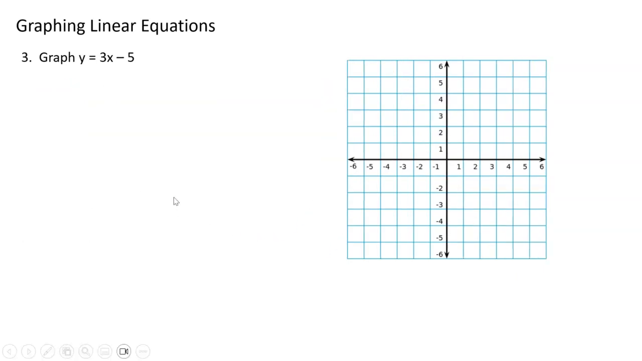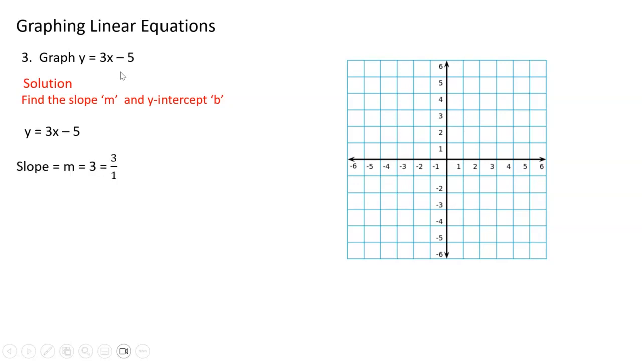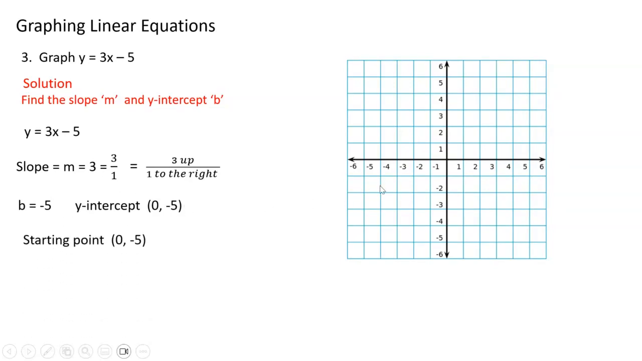Okay. Now let's graph another one. So again, I need to find my slope, my m, and my b. My m will be 3, which results in the equation going up 3 and 1 to the right from my y-intercept. My y-intercept is 0, negative 5, and that's my starting point. So we start at 0, negative 5. We're going to go to the y-axis and go all the way to negative 5 and plot that point. Then I'm going to go up 3, 1, 2, 3, and 1 to the right. There's my point. We connect the 2 points, and that's my line that we're looking for.